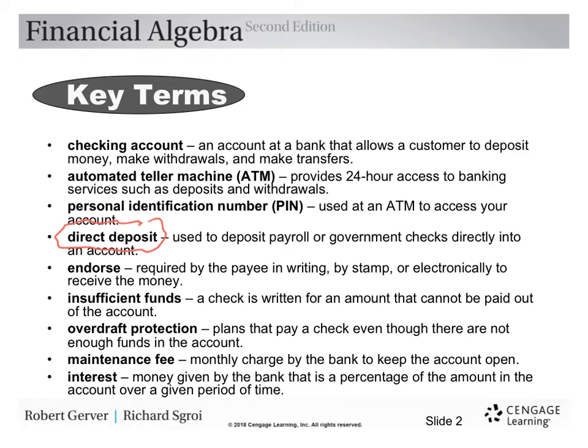You might think of this as almost being a loan from the bank, okay? Maintenance fee. This is a monthly charge by the bank to keep the account open. And lastly, interest. This is money given by the bank that is a percentage of the amount in the account over a given period of time, okay? So these are some of the key terms that we have to understand in this section.